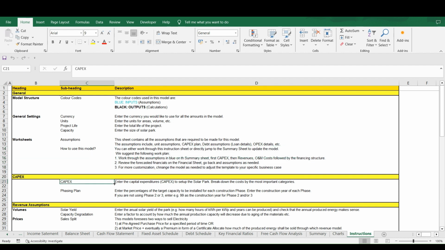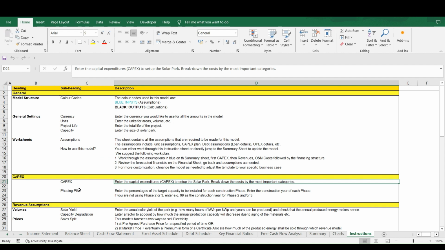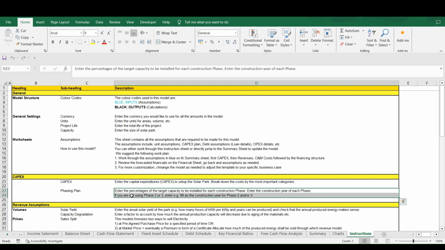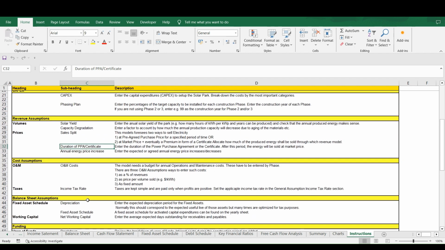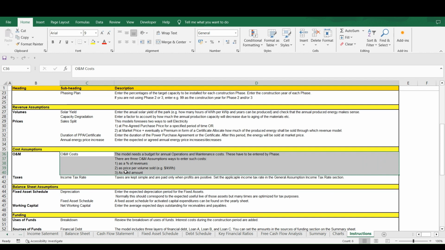Then next we have the capex sheets. Then we have phasing plans. We assume that all the construction will not happen in one phase, so we have phasing plans also. Then we have revenue assumptions about the solar yield, the capacity degradation of the plant, the sales split that is going to happen. Then we have the duration of whatever sales splits we decide. Then we have operating and maintenance cost. These are the descriptions of those costs. Then we have income tax rate.